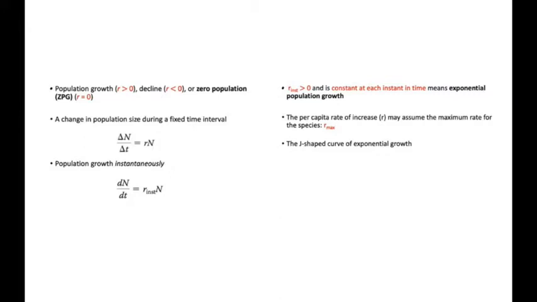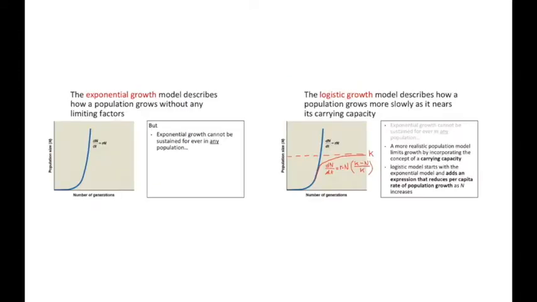So the change in population size during a fixed time interval is delta N over delta t equal to rN. N stands for the population size and t stands for time. And here's the equation of population growth instantaneously. When r is instantaneously greater than 0 and is constant at each instant in time, it means exponential population growth, and exponential growth looks like a J-shaped curve.